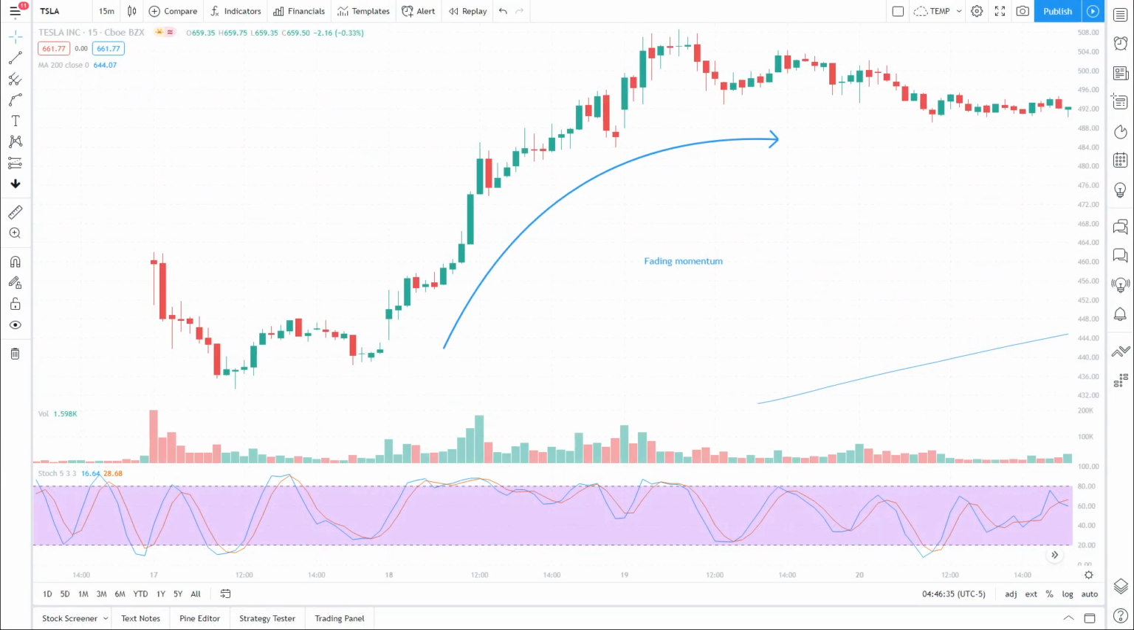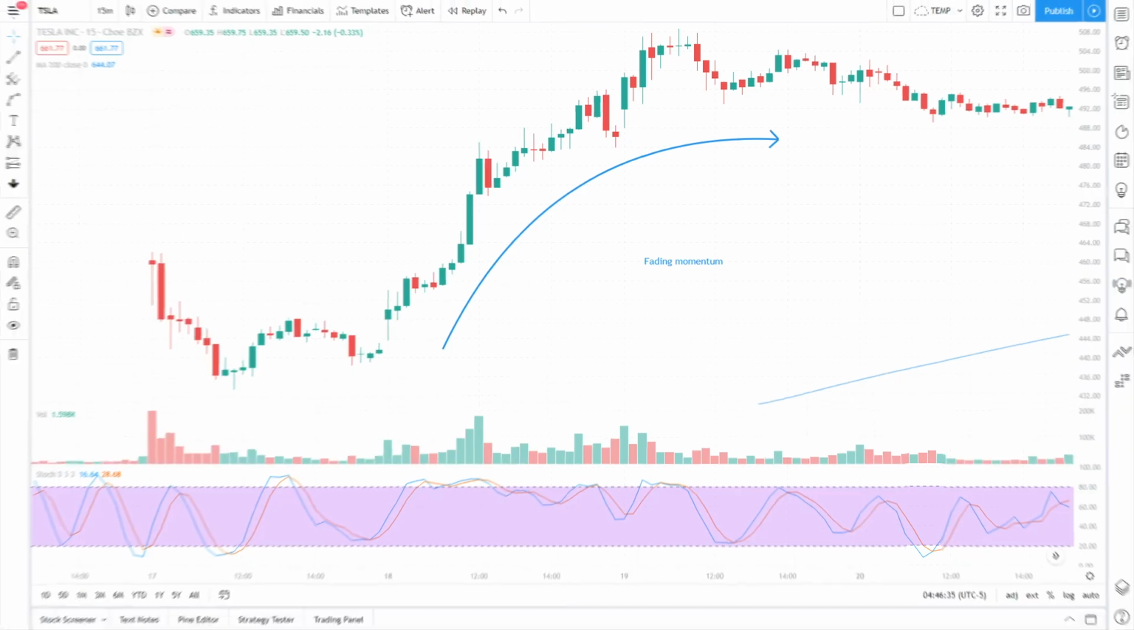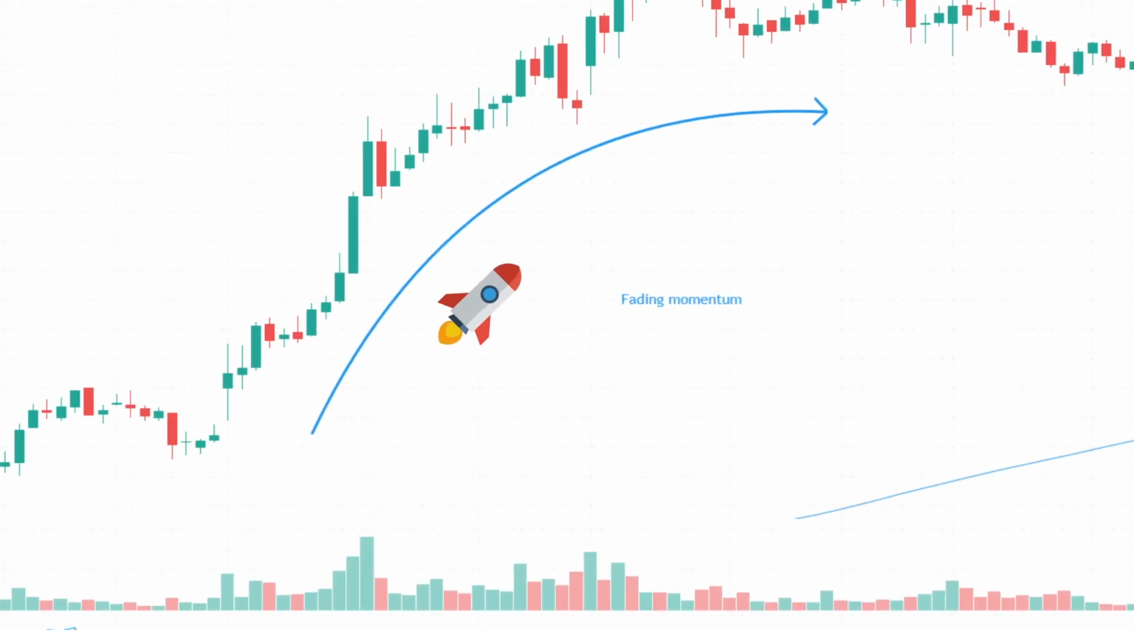As the founder George Lane has said, stochastic measures the momentum of price. Visualize a rocket going up in the air. Before it can turn down, it must slow down first. Momentum always changes direction before price.